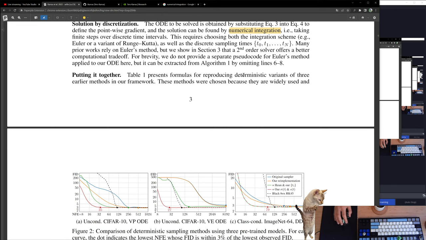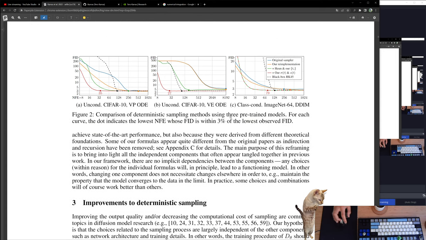Table 1 represents formulas for reproducing deterministic variants of 3 earlier methods in our framework. These methods were chosen because they are widely used and achieve state-of-the-art performance, but also because they were derived from different theoretical foundations. Any choices within reason for the individual formulas will lead to a functioning model.